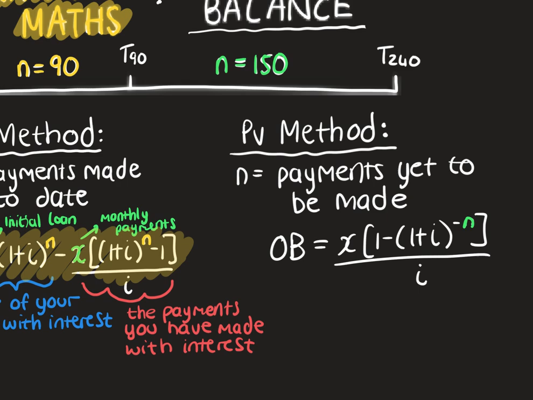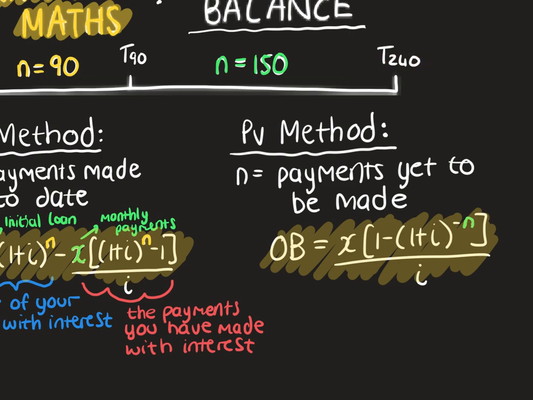Now, a lot of you are most probably thinking, well, James, this is a much shorter method. Why can't I use this every single time? Good question. We can only use the present value method when we know that our end time, so when we're going to finish our loan period, is a solid number.